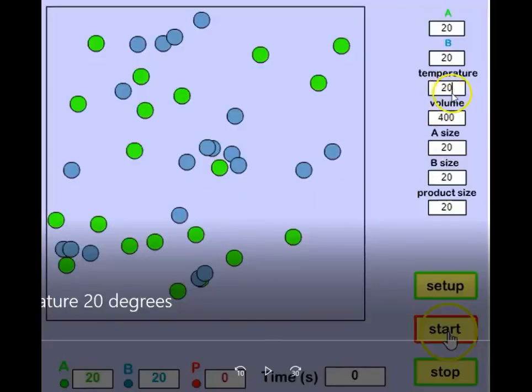Okay, this has been heated up, so it's at 20 degrees. So we're going to look at the products again. Remember, the products are in red, for another 10 seconds.